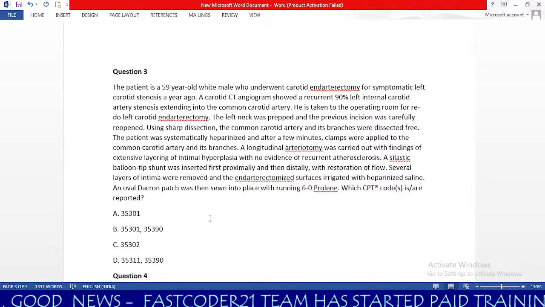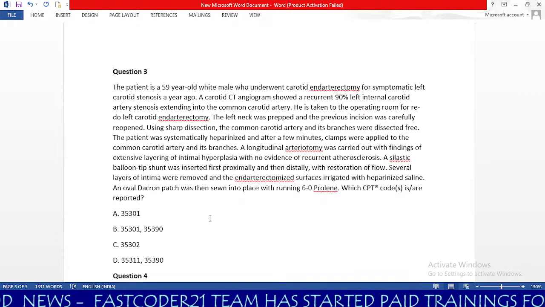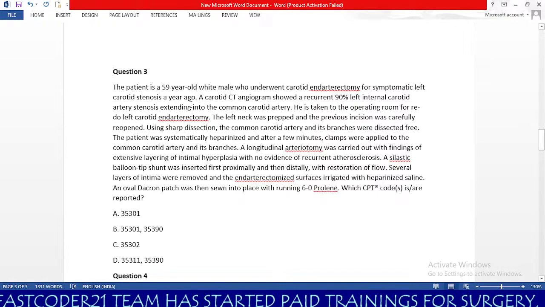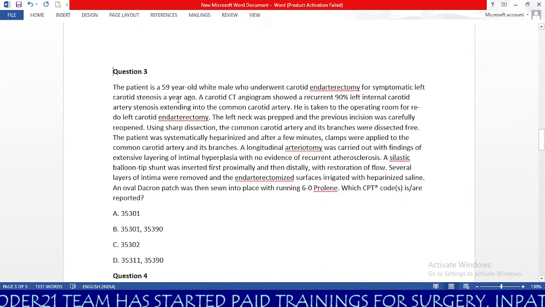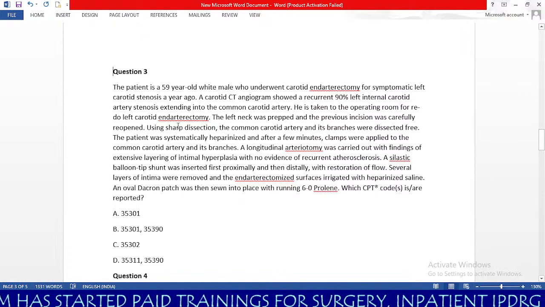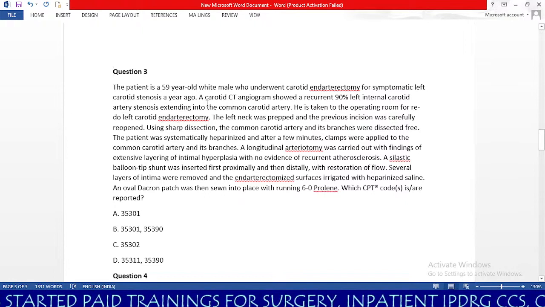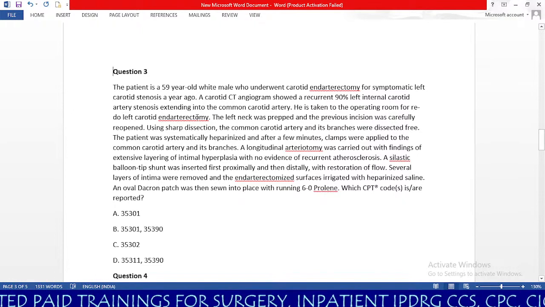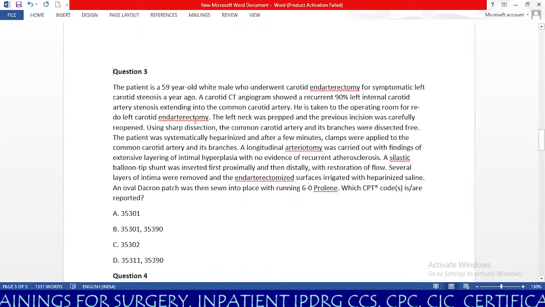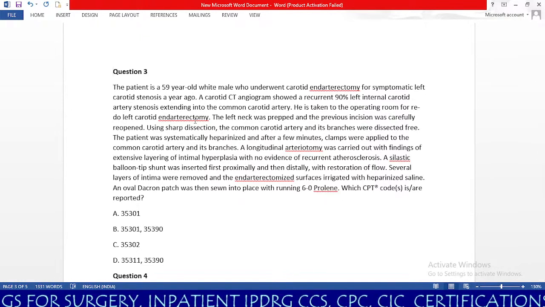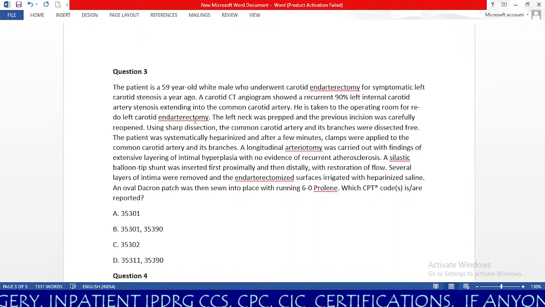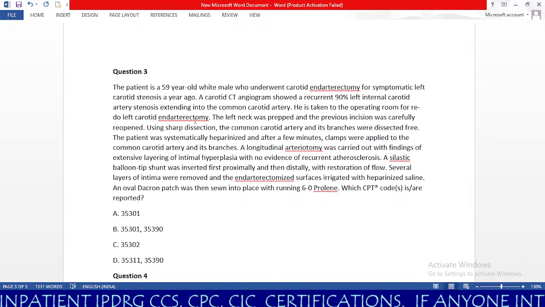So basically, it is a recurrent procedure. Initially, the patient had an endarterectomy 1 year ago. Again, the patient came for endarterectomy. So the previous procedure did not clear the patient's problems, and the patient came in for a recurrent endarterectomy, or redo procedure. So here we need to check what the first code is, 35301.